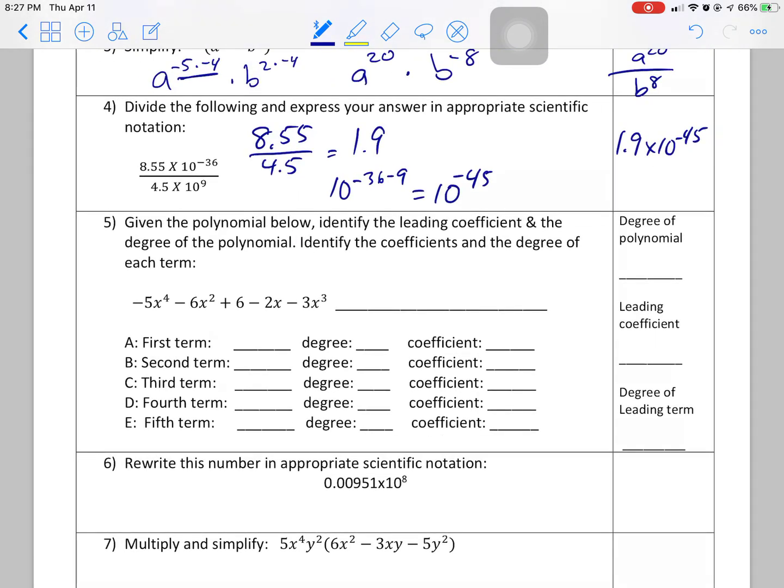All right, this one says, given the polynomial below, identify the leading coefficient. Now this is, I like to put them in order first. So the one on the test is probably not going to have the leading coefficient in the lead. You need to put it in the lead. That means find the one with the largest exponent, write that first, then write the rest in order of exponent.